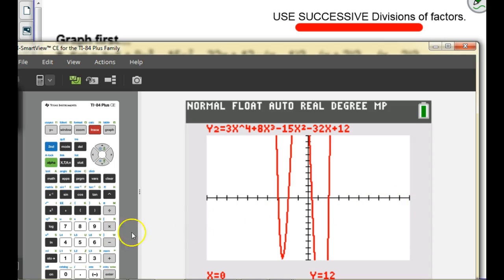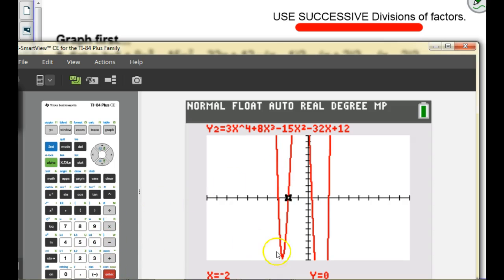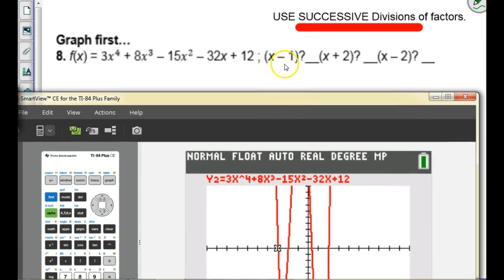My window goes -10 to 10. What do you think it might be crossing right here? -2 maybe? -2 shows up as a zero. What about -3? It's a zero. Okay, up above in the question, it asks, is x minus 1 a factor?